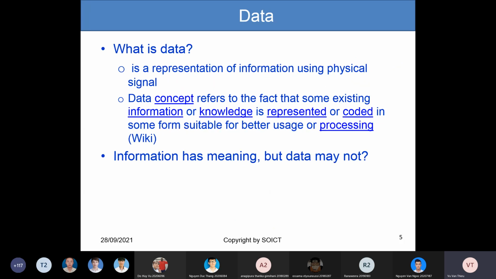So the second concept, what is data? Data is a representation of information using physical signal. For example, I say, today it is hot. Okay, it is information. But how hot is it? So I can say, today it is 37 degrees Celsius. So 37 degrees Celsius, that is data.